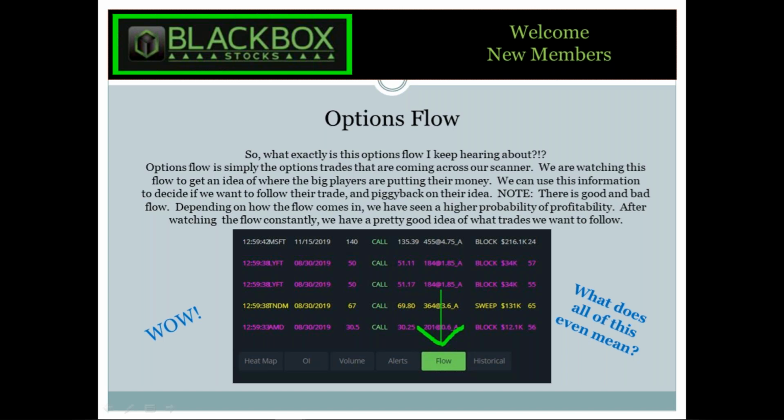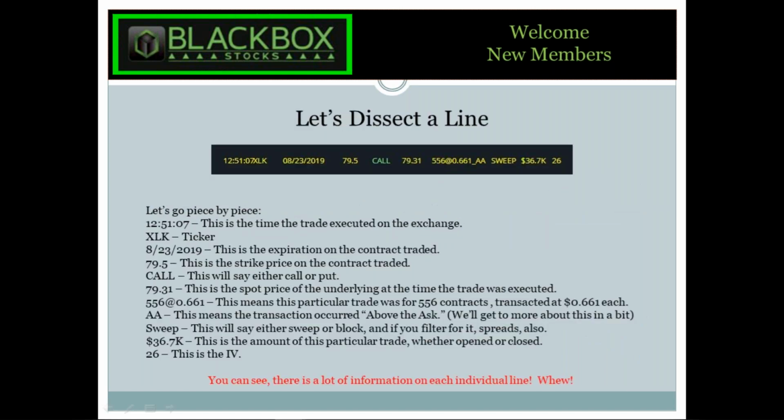So what is all of this? That's what we're here to learn today. I want to point out what the flow is showing us, some of the things to watch out for, and then some examples of how we would use it. So let's start with what actually the scanner is showing us.